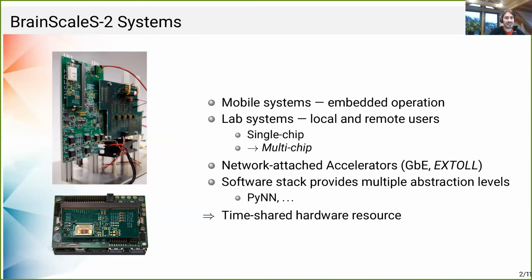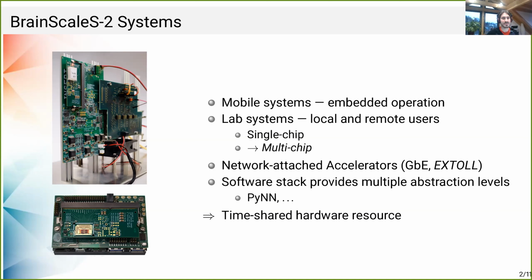There are currently in the lab 3 systems for EBRAINS users. There are 2 systems available in principle. There are mobile systems, shown in the lower left here. They are approximately the size of a credit card. They are a bit thicker, like I think 3 centimeters, but the width and height of the system is approximately a credit card. They are intended for embedded operation.